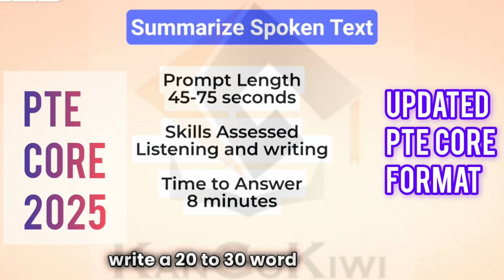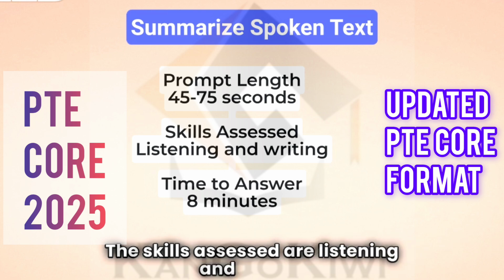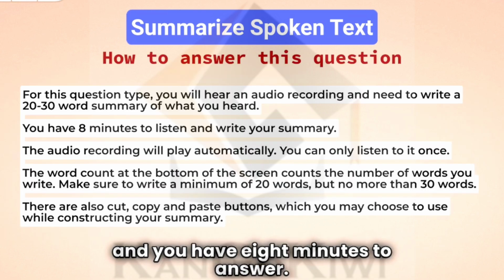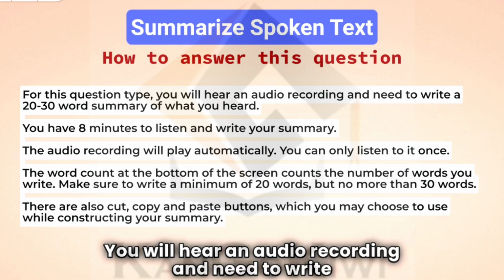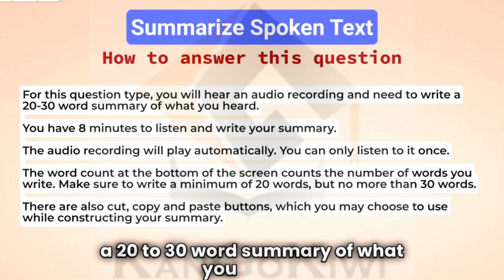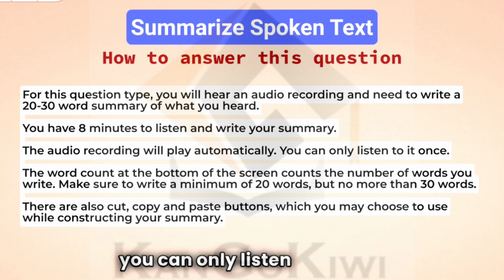a 20 to 30 word summary. The prompt length is 45 to 75 seconds. The skills assessed are listening and writing, and you have 8 minutes to answer. For this question type, you will hear an audio recording and need to write a 20 to 30 word summary of what you heard. The audio recording will play automatically, and you can only listen to it once.